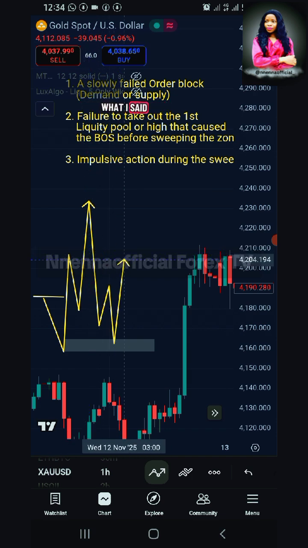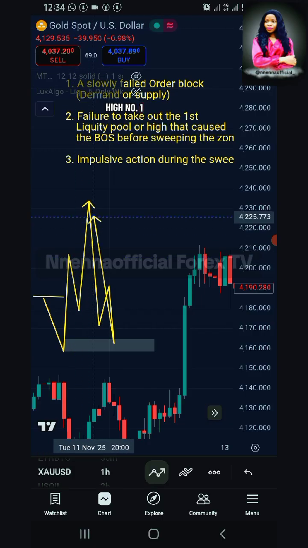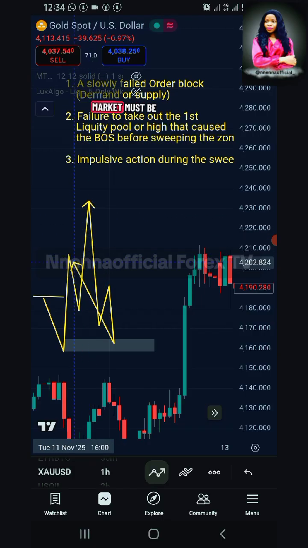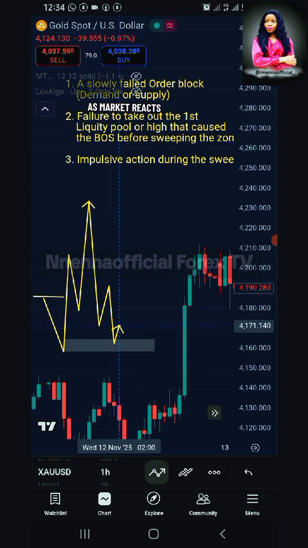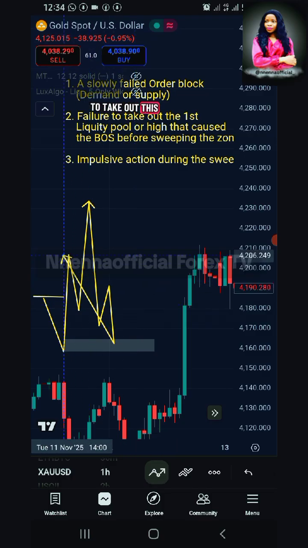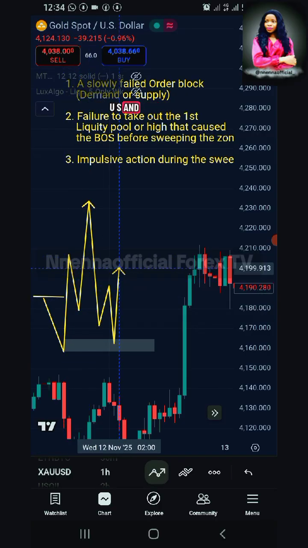Don't forget what I said in number two. For this particular illustration, we can see we have two highs. This is high number one, high number two. At least the market must be able to take out this first high caused by the BOS before we can call it a successful trade. But as long as the market reacts to this zone, goes up, but is not able to take out the high caused by the BOS, and then it fails, we have already confirmed it's a flip, which is what I explained in number two.